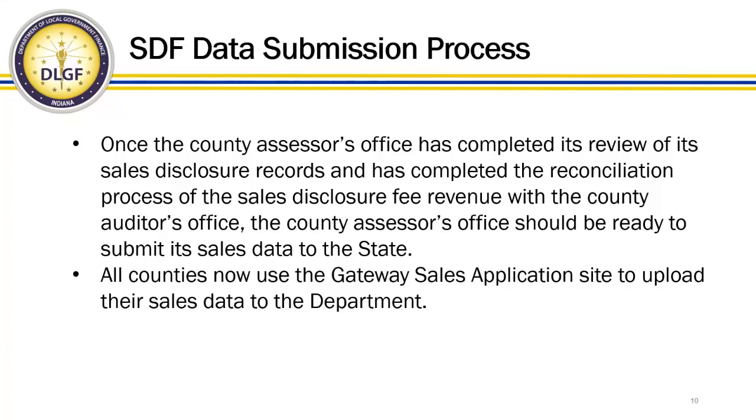That's the timeline that we need it by. So all counties now use the Gateway Sales Application site, which I'm going to show here in a few minutes, to upload their sales data to the department. In years past, there were some different methods that different counties used for submitting their sales data. Starting last year in 2021, it was required that everyone submit through the Gateway Sales Application site, which we put a lot of work into getting ready for all the different counties. So this is now a requirement. It started last year that all sales data is transmitted to us through this particular website.